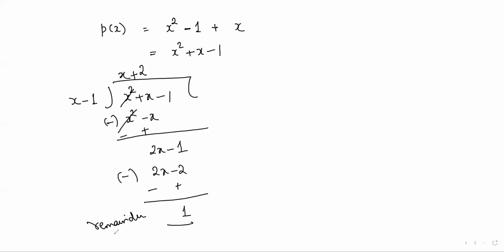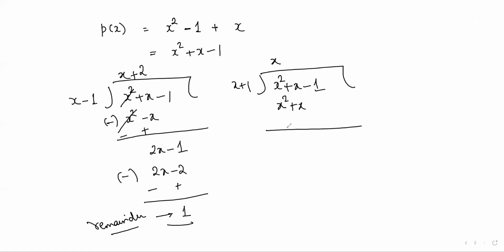Remainder. Wonderful, very good. Now sir, that felt great. Let's do one more thing. Let's divide the same thing by x plus 1. What will come on top? x. x square plus x. Now we subtract it. Minus minus, this will cancel, and minus 1 is the remainder.